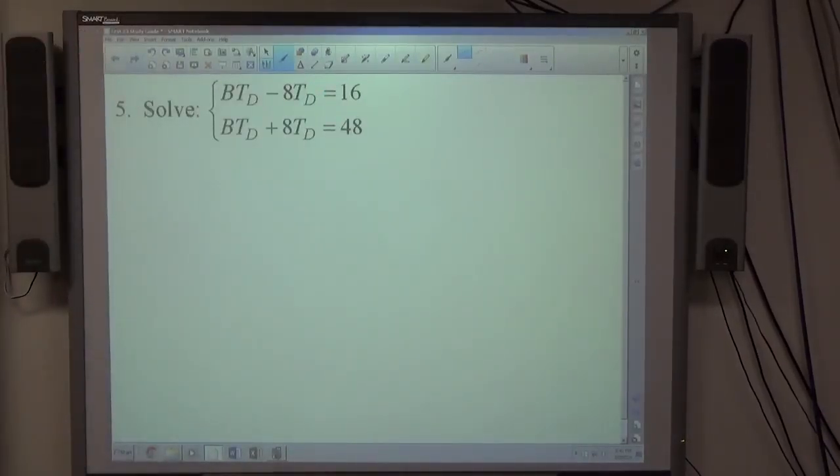Number 5, solve: b(t) sub d minus 8t sub d equals 16, b(t) sub d plus 8t sub d is equal to 48.